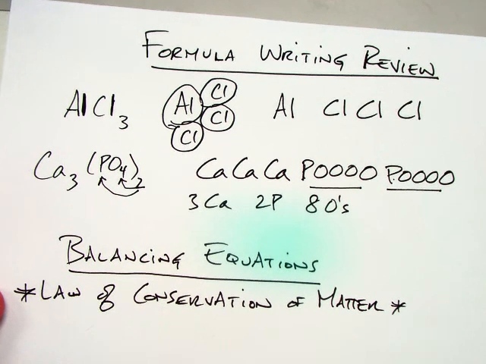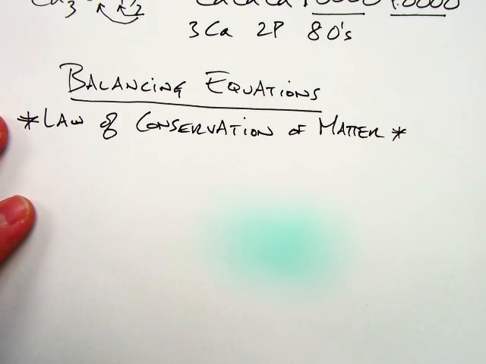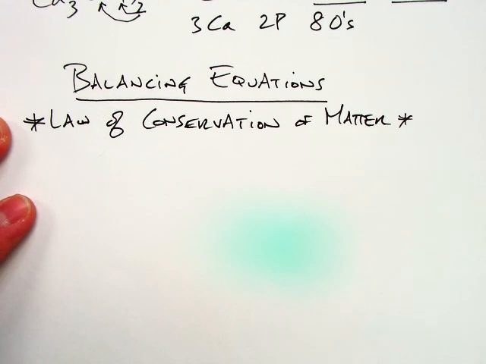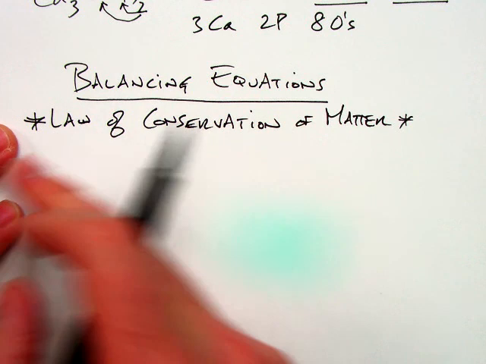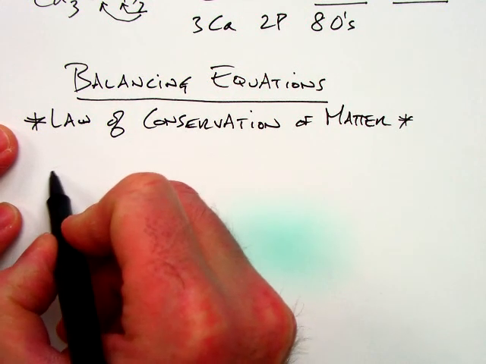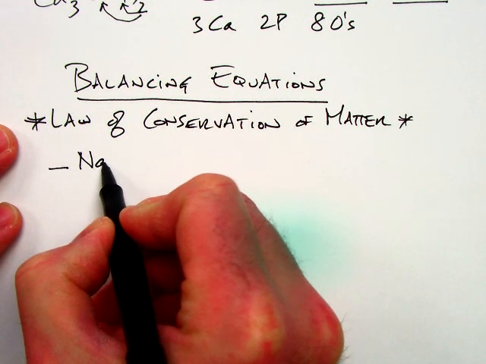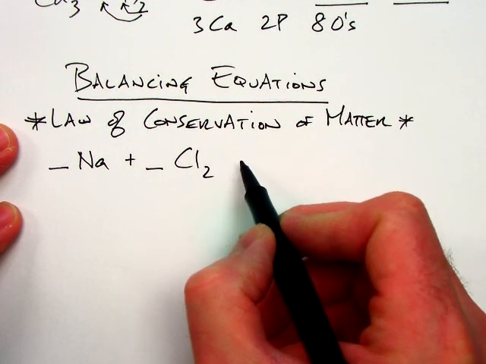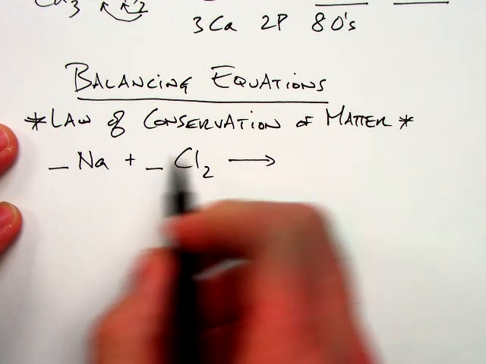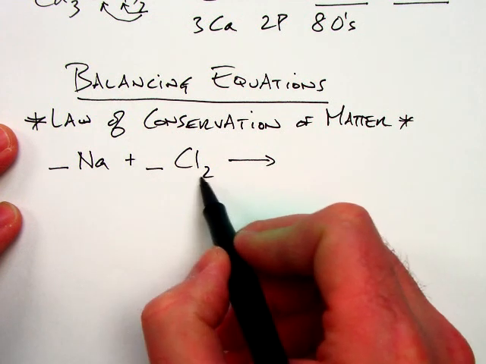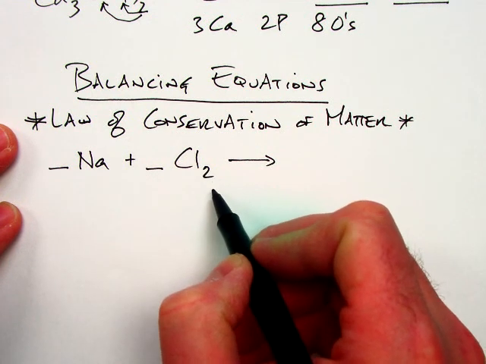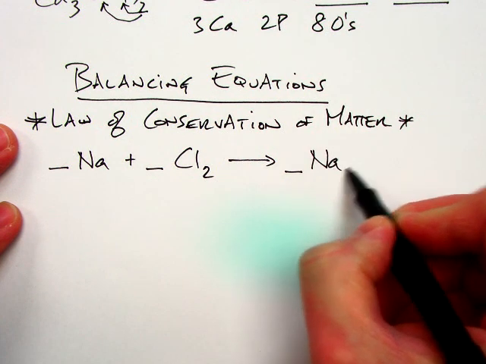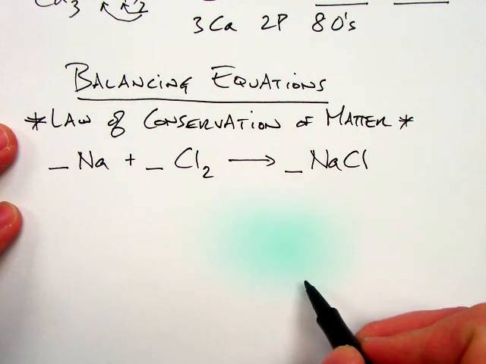Balancing equations rely on the law of conservation of matter, which says that matter cannot be created or destroyed, it just changes form. All right? So here's an idea behind that. Let's say we take some sodium and we mix some chlorine with it. 2 very dangerous chemicals. Sodium explodes with water, and Cl, the chlorine gas, if you breathe it, you die. But if you mix them in the right ratio, you will make NaCl, which is table salt.